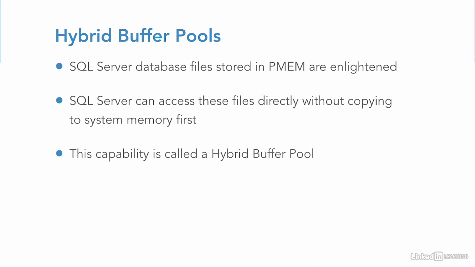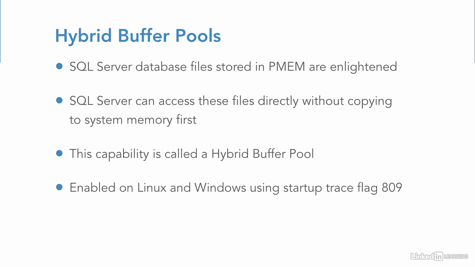This new capability is called a hybrid buffer pool because it combines the standard in-memory buffer pool used for traditional storage devices and the efficiencies gained by directly accessing files stored in a persistent memory device without having to go through the operating system's I/O stack. Hybrid buffer pools are available in SQL Server 2019 instances running on both Windows and Linux operating systems, but they must be enabled using the global startup trace flag 809.